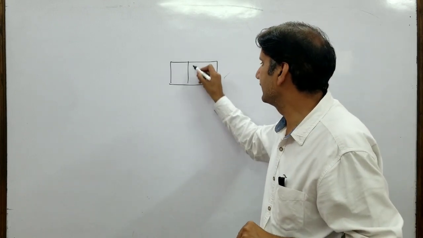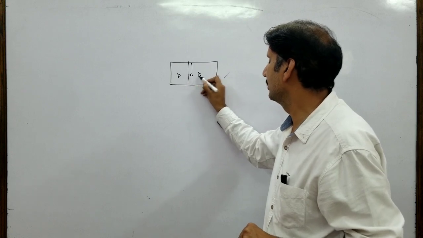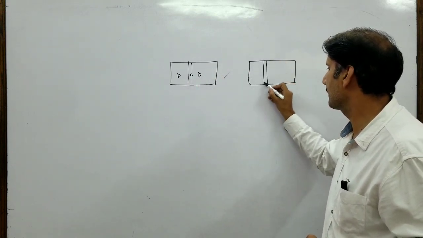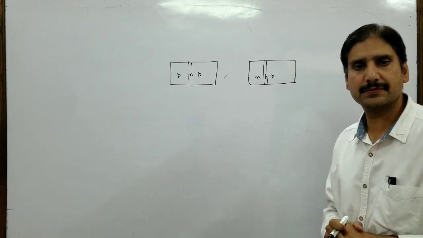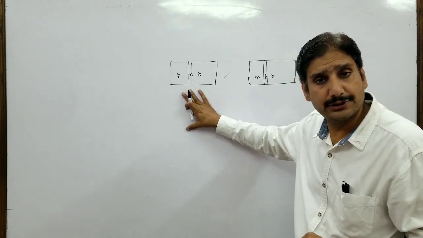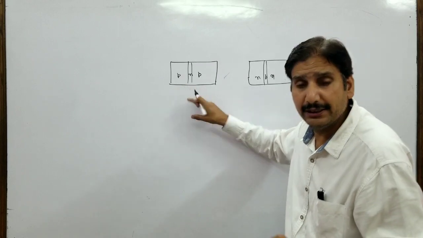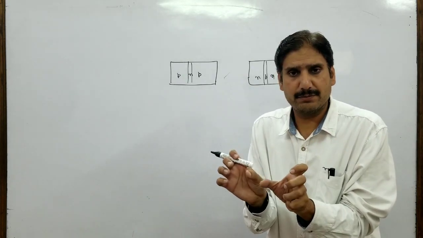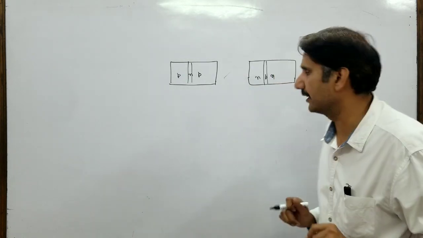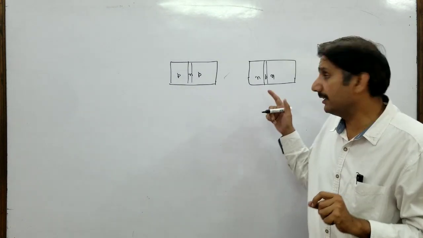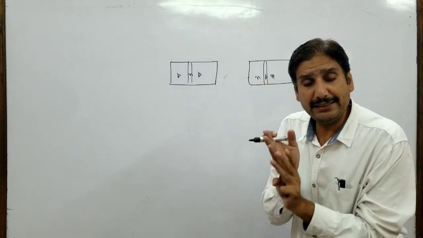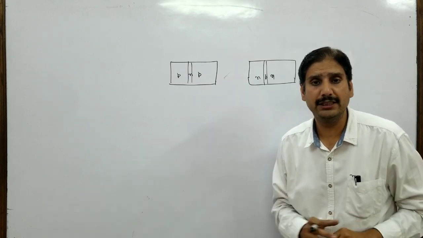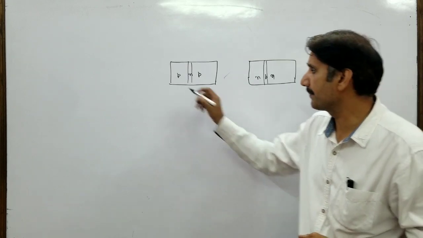It may be, let's say, PNP, or it may be NPN. The transistor can be of two types. Either it can be PNP, where a thin layer of N-type semiconductor is sandwiched between two layers of P-type semiconductor, or it can be an NPN transistor, where a thin layer of P-type semiconductor is sandwiched between two layers of N-type semiconductor.